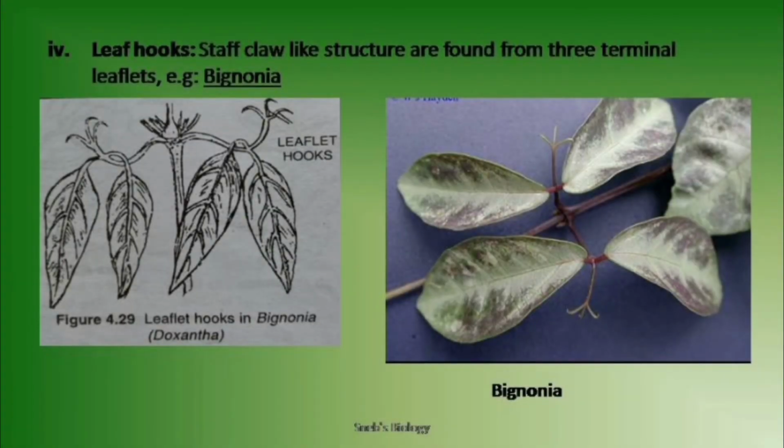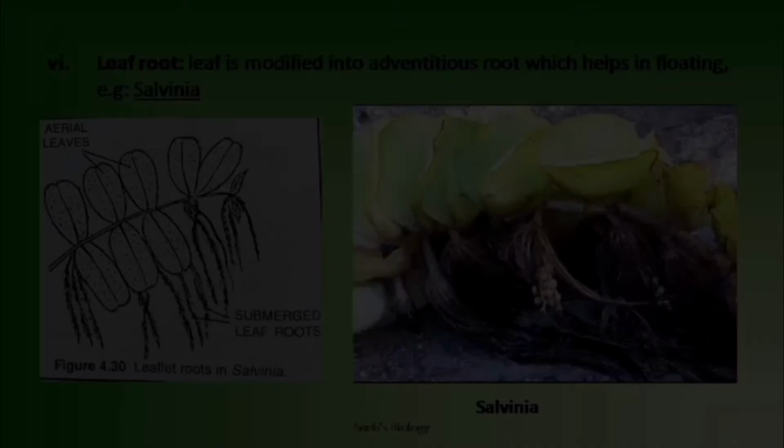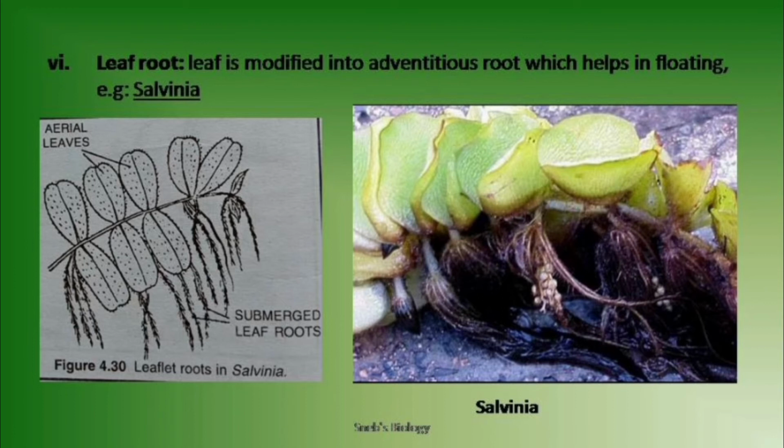Next is leaflet hooks. In Bignonia, the three terminal leaflets of the leaf get modified into claw-like hooks which help in climbing. Next modification is leaf roots. In case of Salvinia, 3 leaves are present at one node. Out of these, 2 leaves are normal, and the third gets modified into adventitious roots which help in floating over the surface of water.